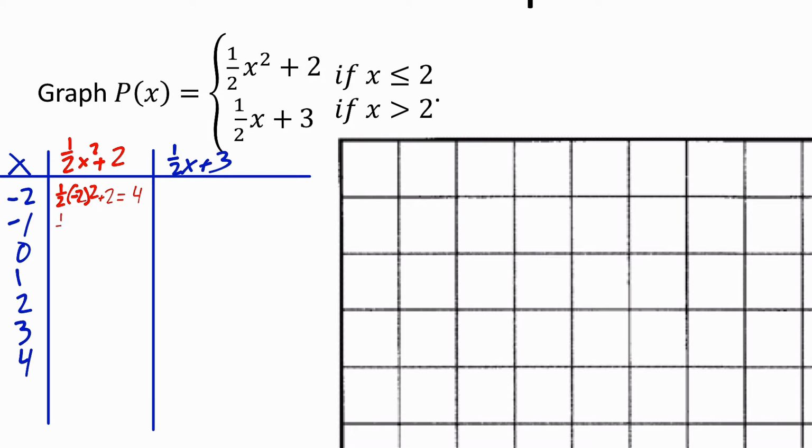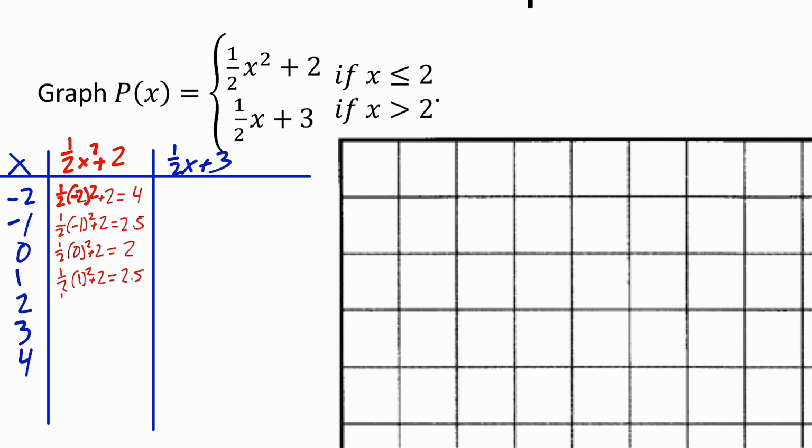Plugging in -1, I have 1/2 times -1 squared plus 2. -1 squared, doing the order of operations, is +1. Half of that is 1/2. Plus 2 gives us 2.5. Plugging in 0, 1/2 times 0 squared plus 2. Well, that's 1/2 times 0 plus 2 gives us 2. Plugging in 1, we got 1/2 times 1 squared plus 2, which 1 squared is 1 times 1/2 is a half, plus 2 is 2.5.